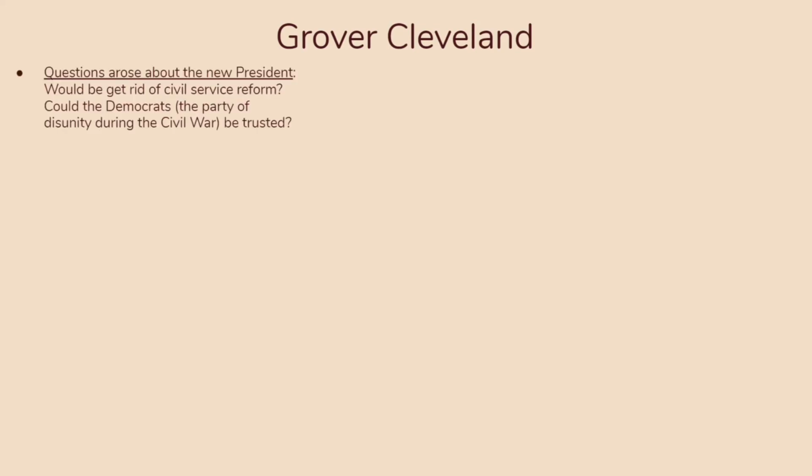So let's talk about that. What exactly happened during Cleveland's presidency? Well, for one, a lot of questions arose about this new president. Would he get rid of civil service reform? Could the Democrats, the party who had created the disunity of the nation during the Civil War, be trusted? Because remember, in the years following the Civil War, it was really just Republicans who were in the presidential chair because Republicans were the ones who could be trusted, and that's what African Americans tended to vote for, and they also had a pretty large influence. So they were generally holding positions of power, but now it's a Democrat. So people are very concerned about the future.